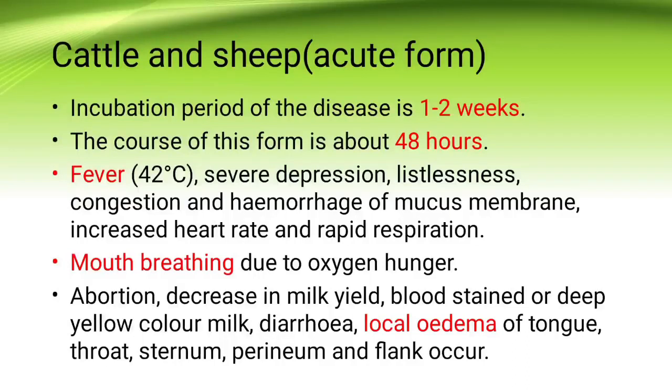In the acute form, cattle and sheep show fever of 42 degrees Celsius, severe depression, listlessness, congestion and hemorrhage of mucous membrane, increased heart rate and rapid respiration, mouth breathing due to oxygen hunger, abortion, decrease in milk yield, blood stained or deep yellow colored milk, diarrhea, and local edema of tongue, throat, sternum, perineum and flank. The incubation period of the disease varies from 1 to 2 weeks. The course of the disease is about 48 hours.